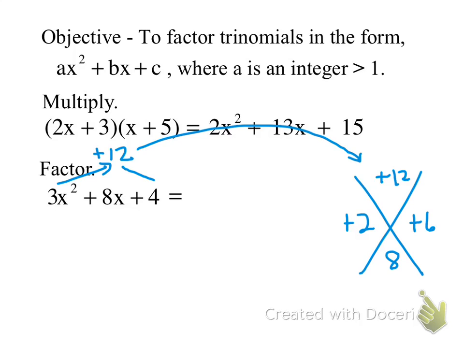So now, how do I rewrite this? What stays the same? Rogelio. Well, the 3x squared stays the same. What's changing is the middle term. And what else is staying the same? Oh, the 4 at the end. The constant. And then what am I putting in the middle? Plus 6x and plus 2x.